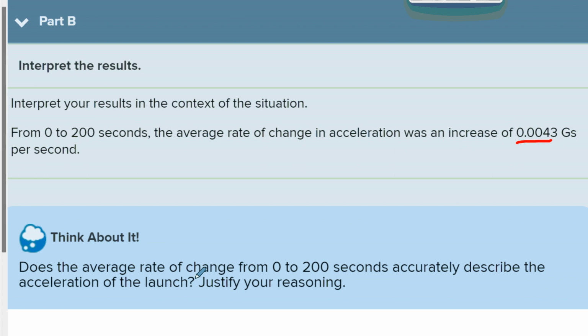And then, does the average rate of change from 0 to 200 seconds accurately describe the acceleration of launch? So does this happen during that launch, right? Is there something different? So justify your reasons there.